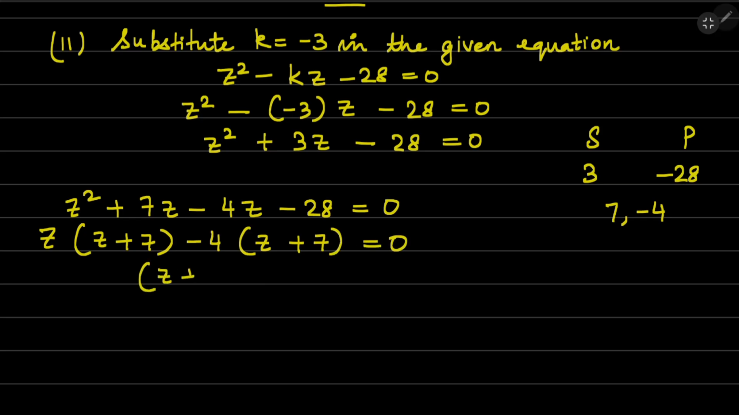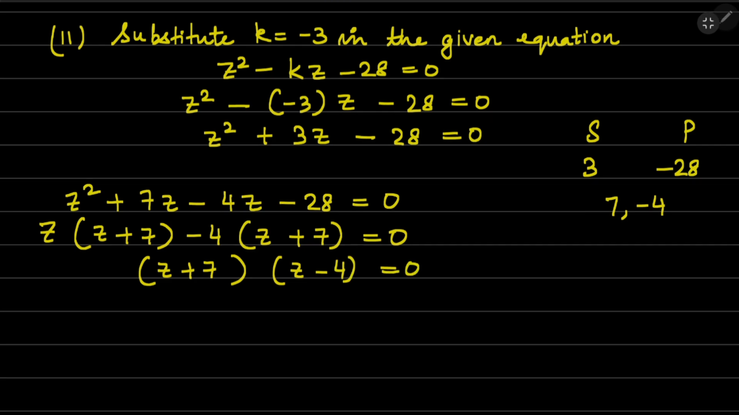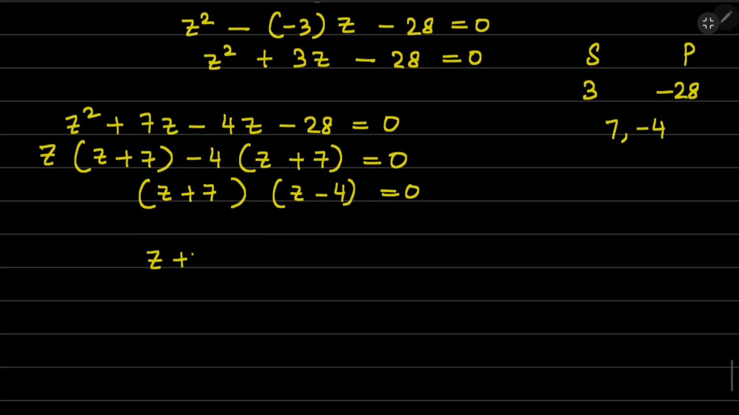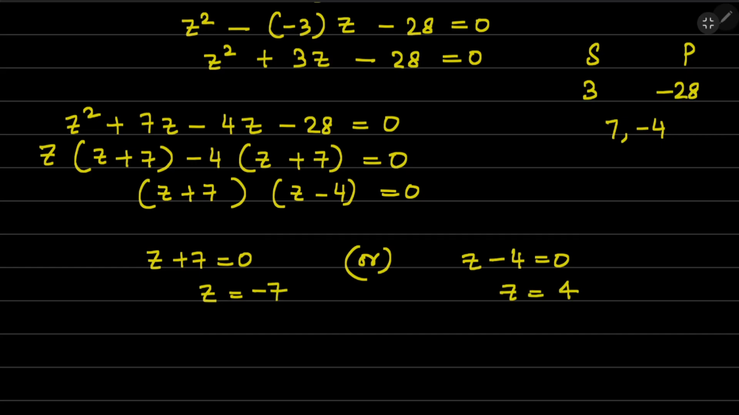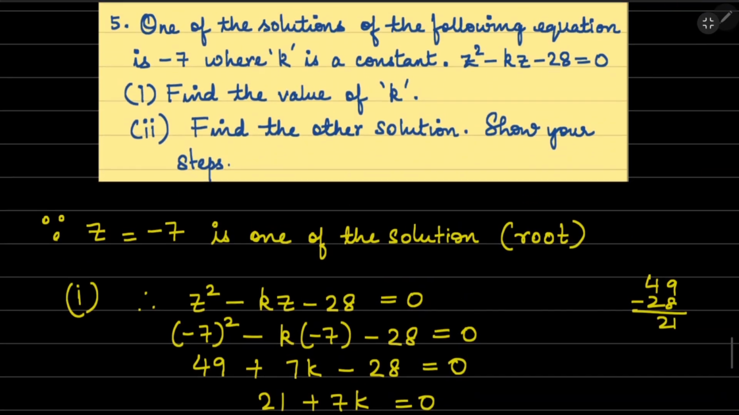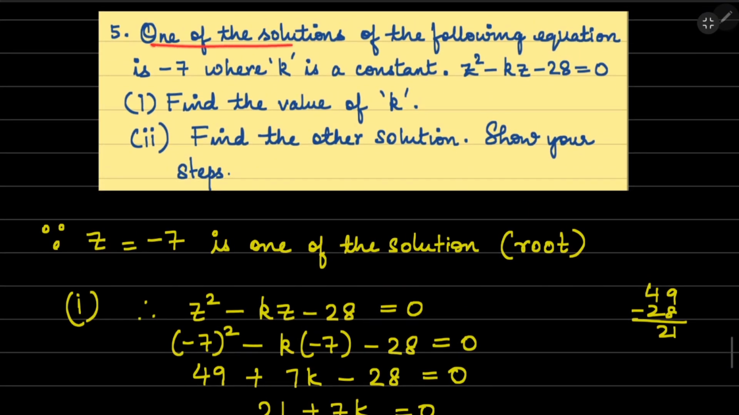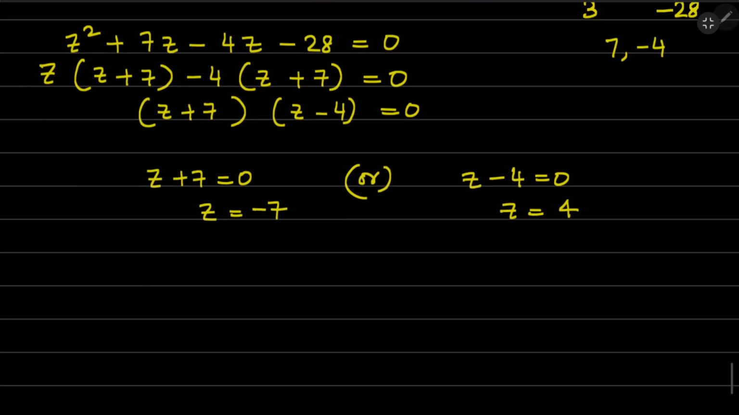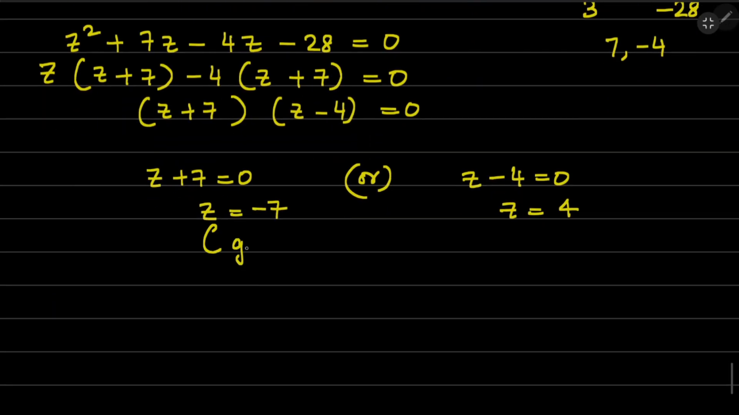So one term is z plus 7. The other term is z minus 4 equal to 0. So when you equate the two things, z plus 7 equal to 0, or the other possibility is z minus 4 equal to 0. So z is nothing but minus 7 and z equal to plus 4. So you have got two roots now. But in the question, one of the solutions of the equation is already given as minus 7. You have to find the other solution.